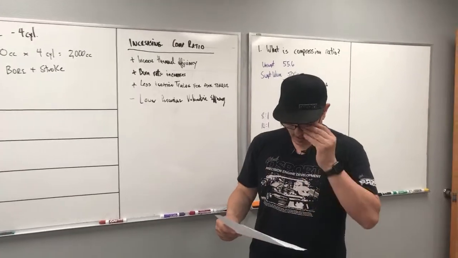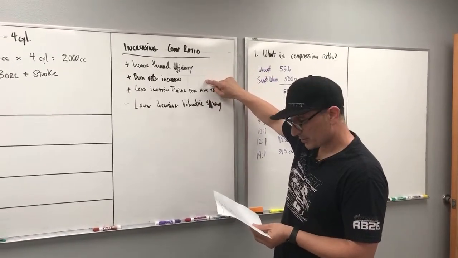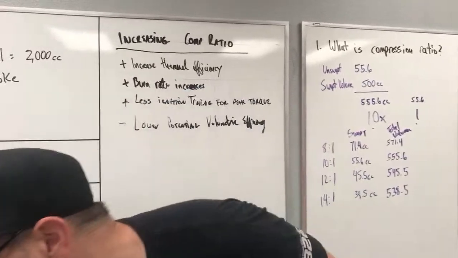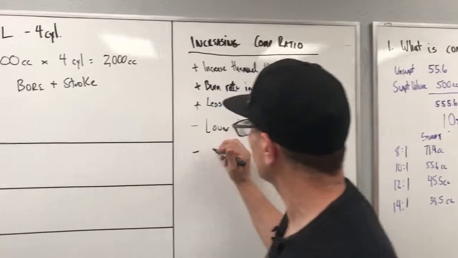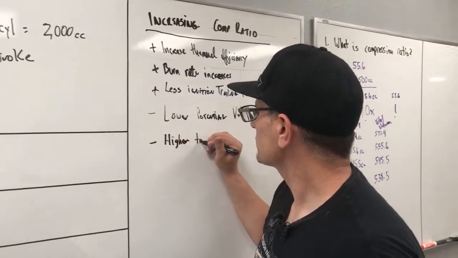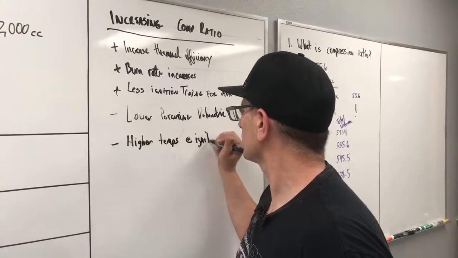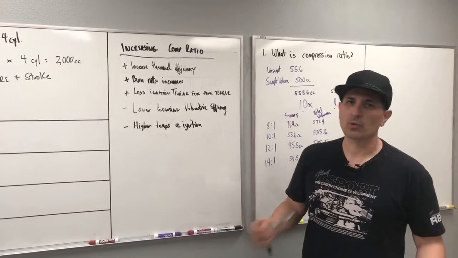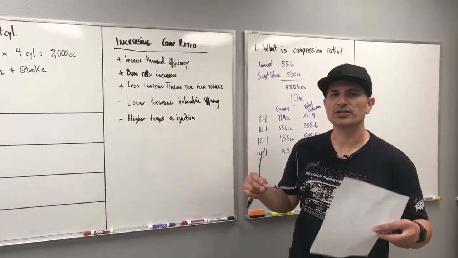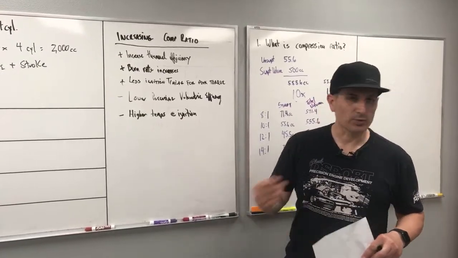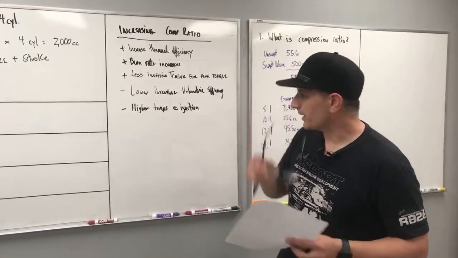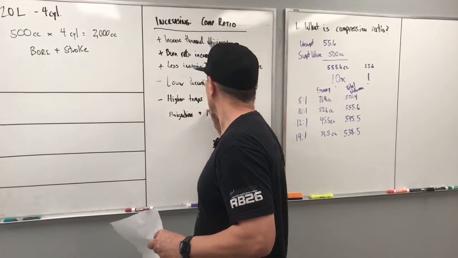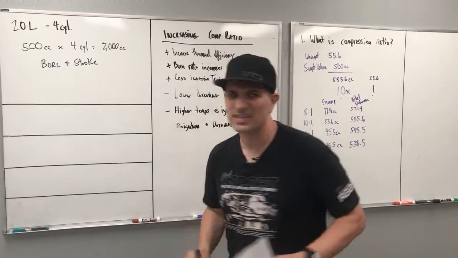Apologize for that. All right, so higher compression ratio: better thermal efficiency, faster burn rates, less ignition advance, lower potential VE. The other thing that tends to happen with increasing the compression ratio, another negative, is you usually have higher temps at ignition. As something gets more compressed, its temperature tends to go up. So that's one of the reasons why you're more likely to encounter detonation, because you have higher temperatures at ignition or auto ignition. So pre-ignition and stuff like that is more likely to happen with a higher compression ratio. So you've got pre-ignition to deal with, and you also have detonation. Those are the two things that happen when you increase the compression ratio.